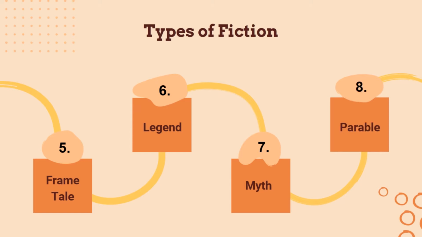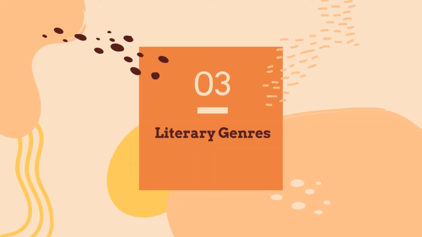Number 8. Parable. It is a short story used to illustrate a moral or spiritual lesson. There are many examples of parables in religious texts such as the Bible and the Quran. Example, the parable of the prodigal son in the Bible. The third part of this lecture is the genres of fiction.